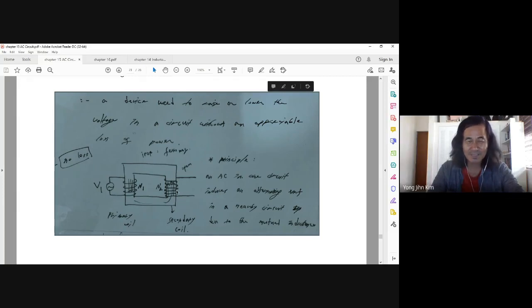So the secondary coil will develop EMF also. The transformer is based on the principle like this: an AC in one circuit induces an alternating EMF in a nearby circuit due to the mutual inductance.